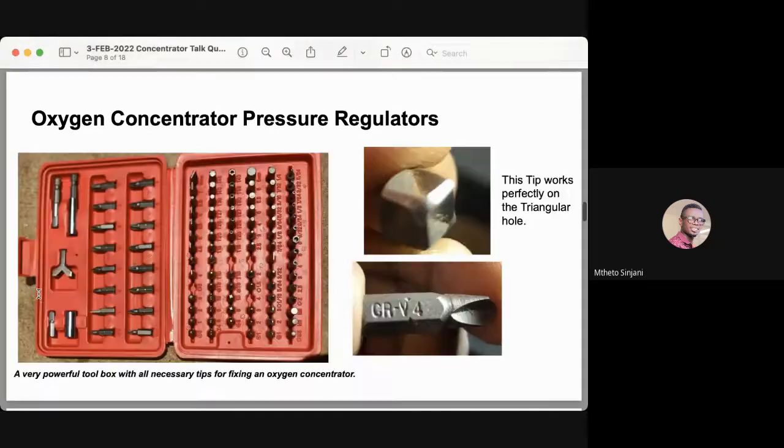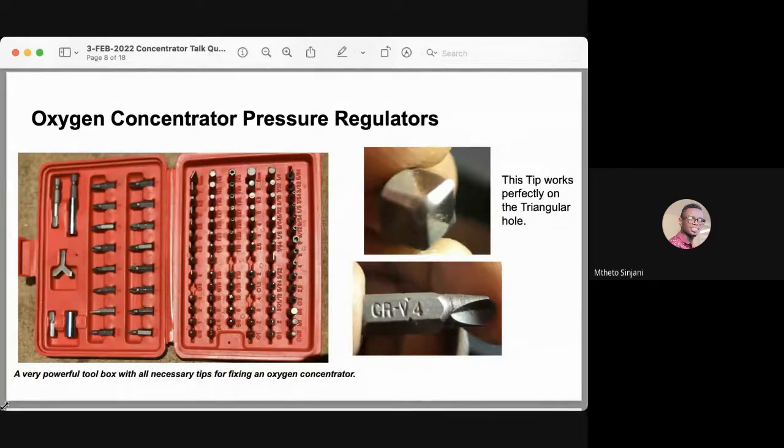So moving on. This is the example of the red toolbox I was talking about. If you get this one, you can have access to all the necessary tips for fixing an oxygen concentrator, even adjusting the regulator itself.